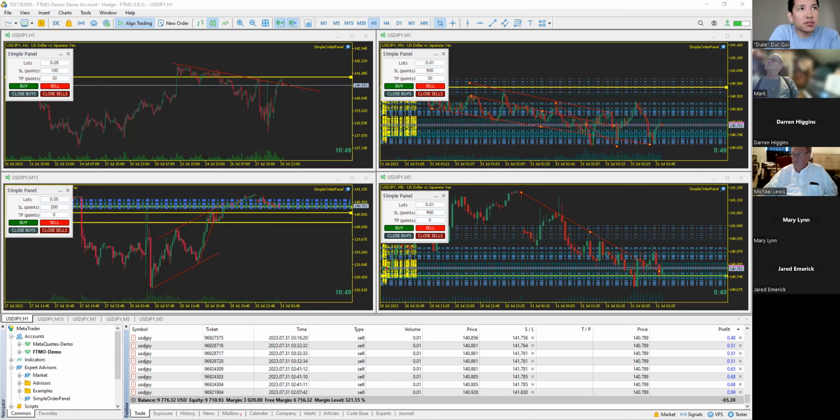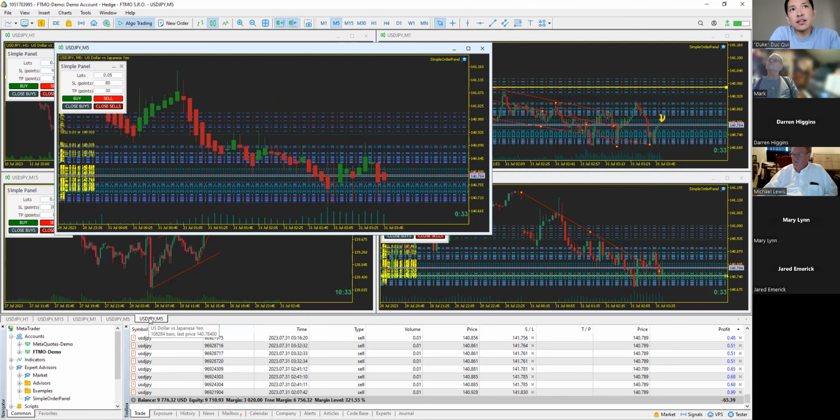See, it's below the last 5. Great sign. It's turning down. This is poking its head down. If you look at Heiken Ashi, there's still a down bias. See?